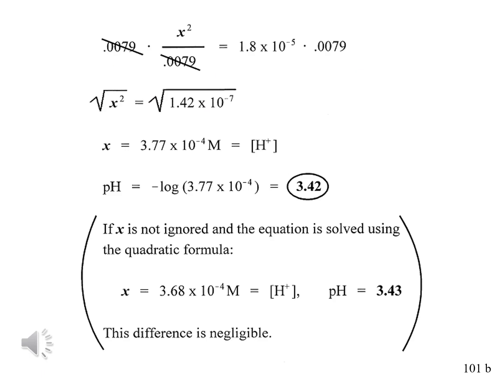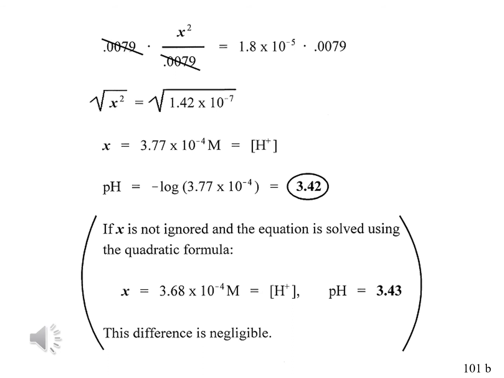When I did that, I got an answer for x that was 3.68 times 10 to the minus 4, which is a little bit different than the x we got when we took out the x relative to the original, but it doesn't look like that overly much. And when you take minus the log, look at what the difference in the pHs is. 3.43 and 3.42. You can't even measure that accurately on a pH meter.